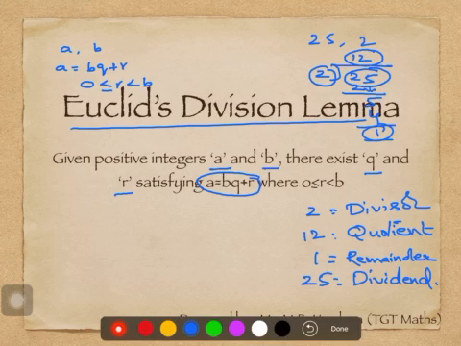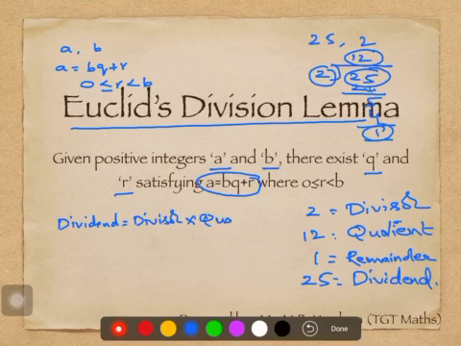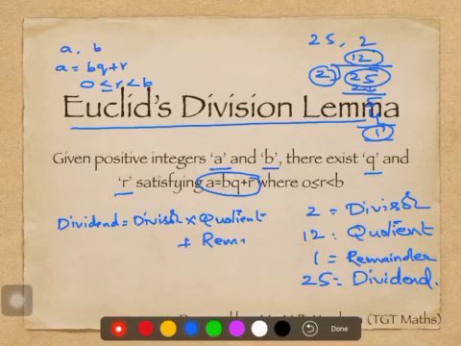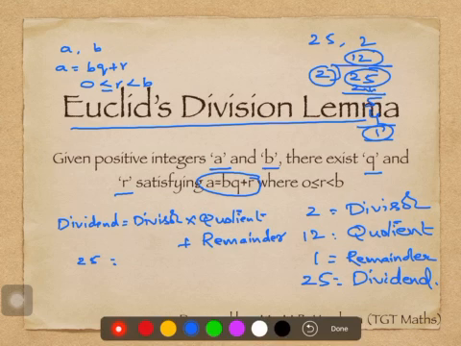If we write the relation among these terms, what is the relation? Dividend equals divisor into quotient plus remainder. The dividend is 25, the divisor is 2, the quotient is 12, and the remainder is 1.